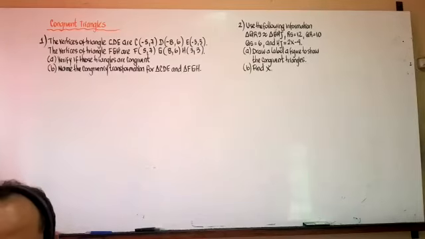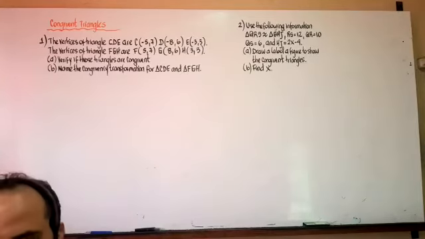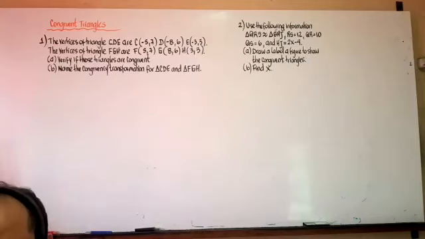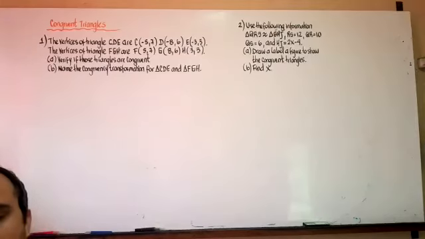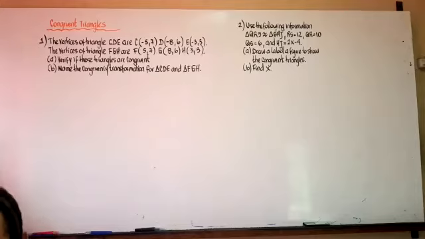For example, in the first one, the problem says the vertices of the triangle CDE are C (-5, 7), D (-8, 6), E (-3, 3). And the vertices of the triangle FGH are F (5, 7), G (8, 6), and H (3, 3).